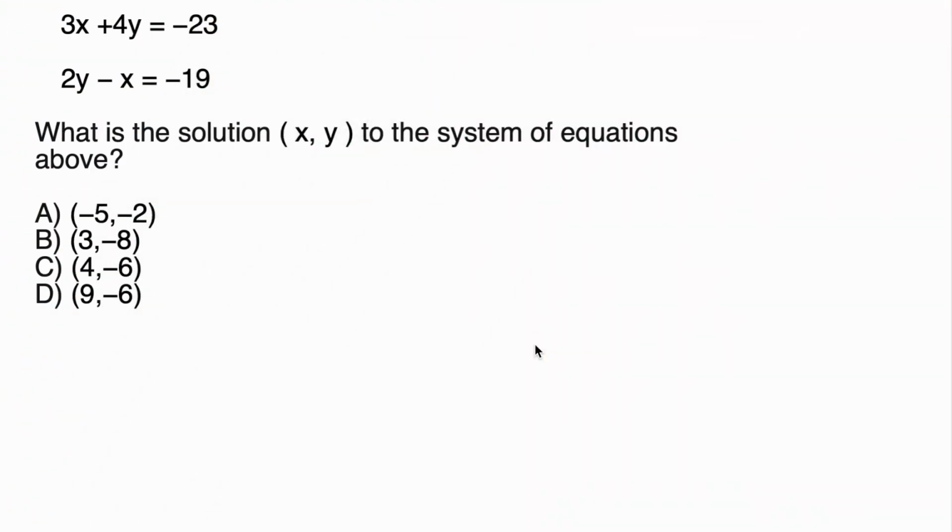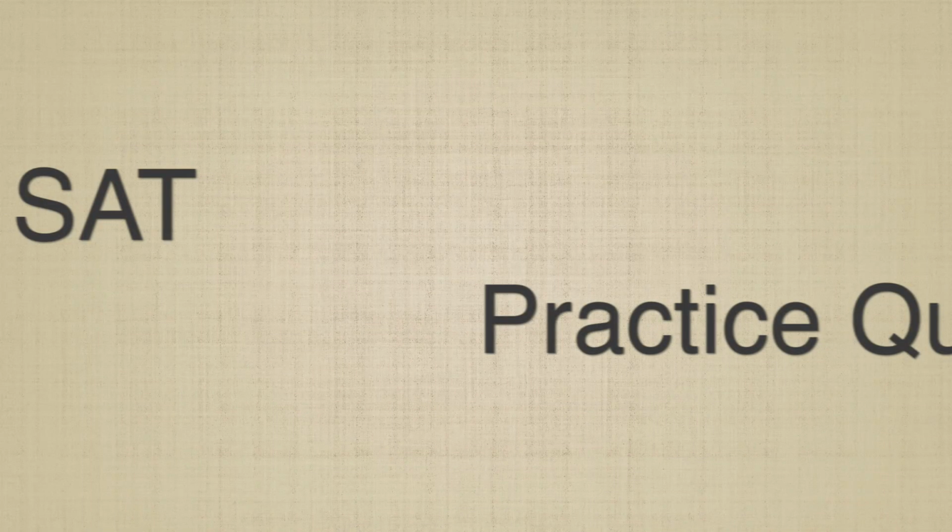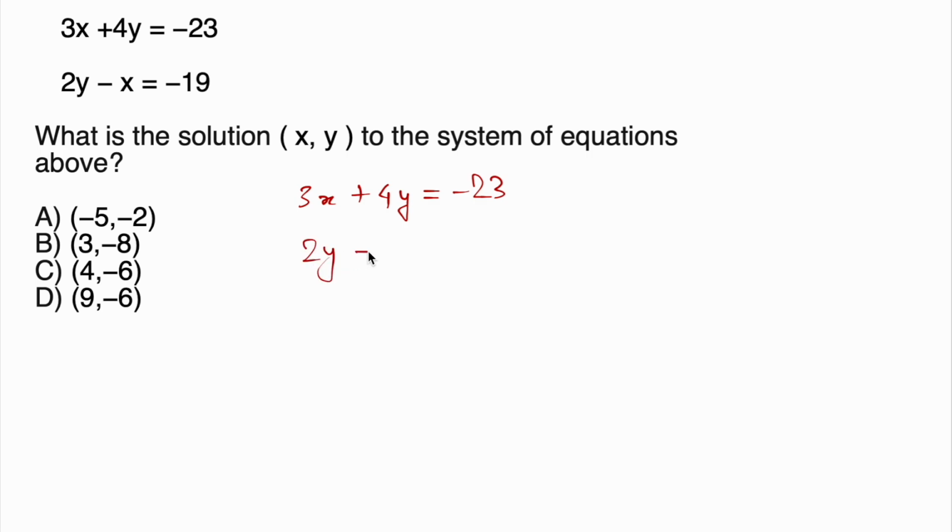So here is how you solve this question. Let me rewrite the question first. 3x plus 4y equals 23, and another equation is 2y minus x equals minus 19. So while solving these kinds of equations, we try to eliminate one of the variables, that is x or y, and then we find out the value of either x or y.